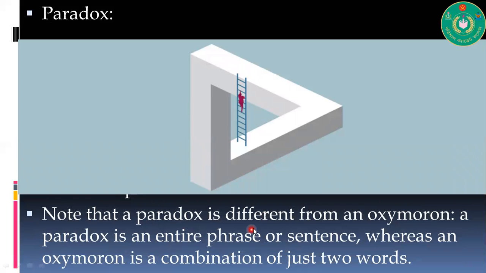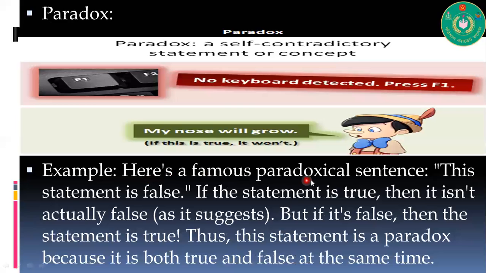Paradox. Note that a paradox is different from an oxymoron. A paradox is an entire phrase or sentence, whereas an oxymoron is a combination of just two words. Here's a famous paradoxical sentence: "This statement is false." If the statement is true, then it's not actually false, as it suggests. But if it is false, then the statement is true. Thus, this statement is a paradox because it is both true and false at the same time.